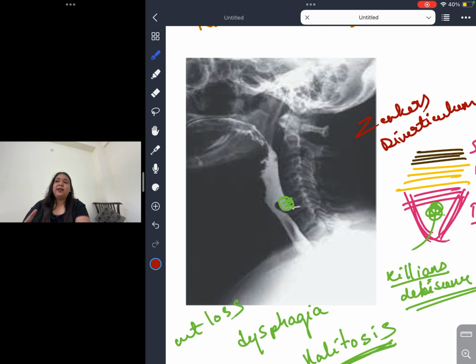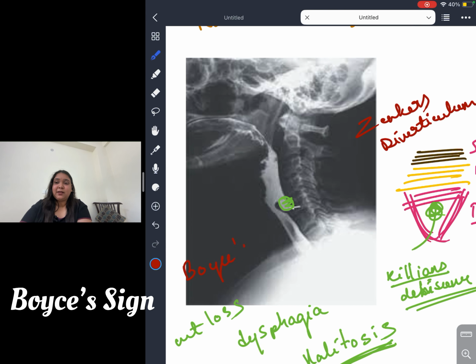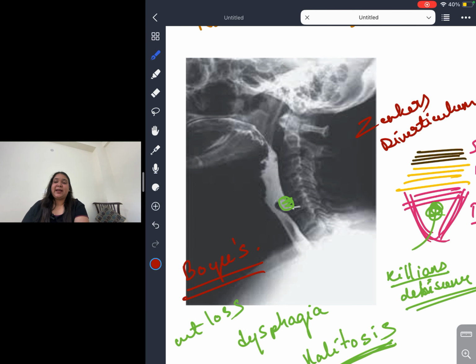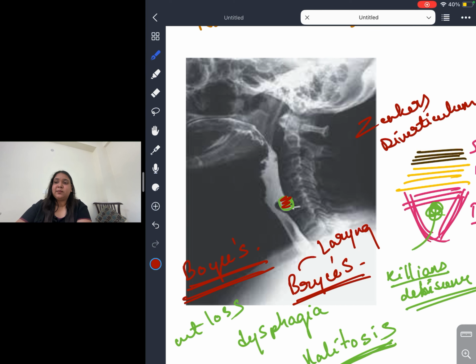And one very important thing, that in a patient of Zenker's diverticulum, we have a sign known as Boyce's sign. Boyce, B-O-Y-C-E, Boyce's sign. What actually happens here is that if you press this pouch, you can hear a gurgling sound. This is known as Boyce's sign. Do not confuse it with Bryce sign, because Bryce sign is found in another condition known as laryngocele in ENT. So Boyce's sign occurs in Zenker's diverticulum and Bryce in laryngocele.